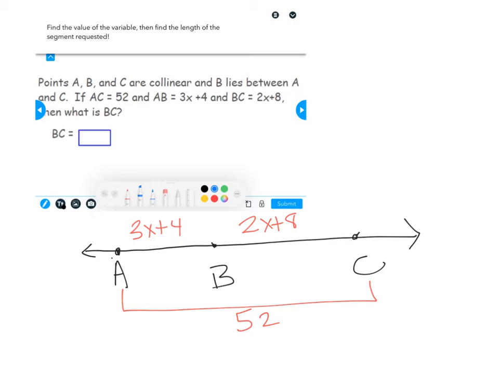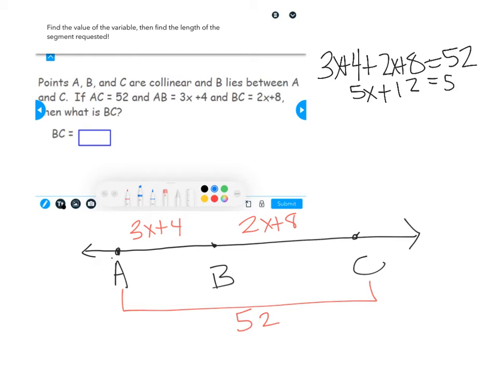So I'm going to write that into an equation so that I can solve for x and then substitute x in for the value of 2x plus 8. So let's write that equation off to the side. So 3x plus 4 plus 2x plus 8 is equal to 52. So I'm going to solve this. 5x plus 12 is equal to 52. So 5x is equal to 40 and x is equal to 8.